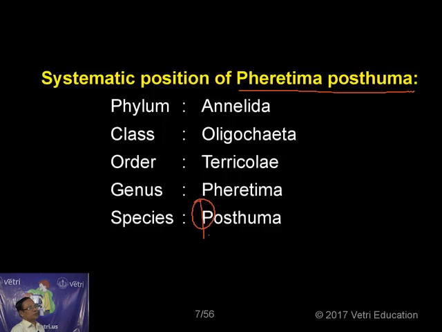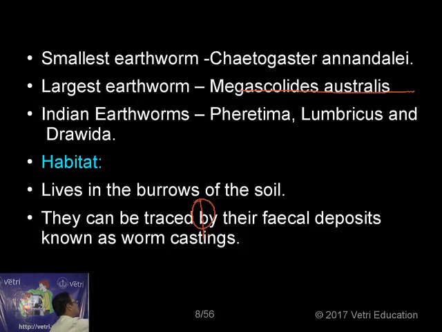Now that is about the arrangement: Annelida, Oligochaeta, Terricolae, then the genus Pheretima, and then the species posthuma. So it's a common Indian earthworm. In addition to that, we have a number of earthworms all over the world: the smallest earthworm, the largest earthworm, and the Indian earthworms.